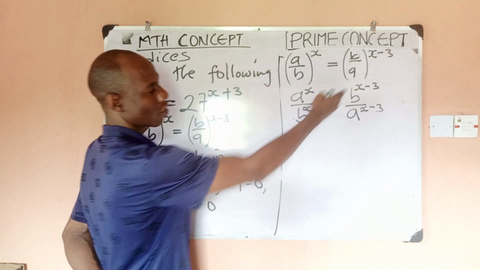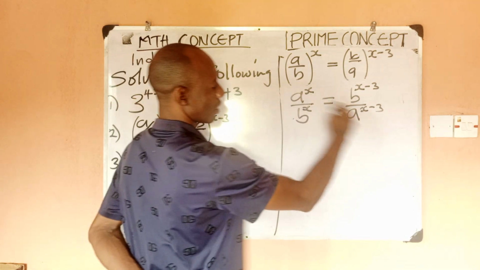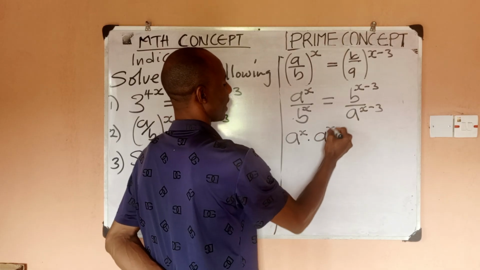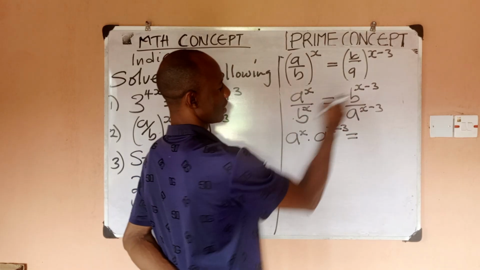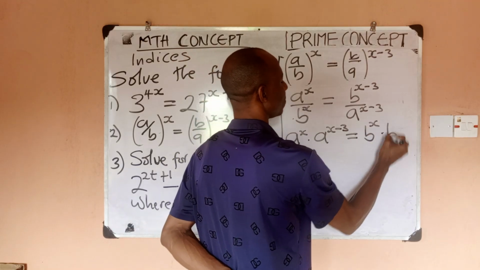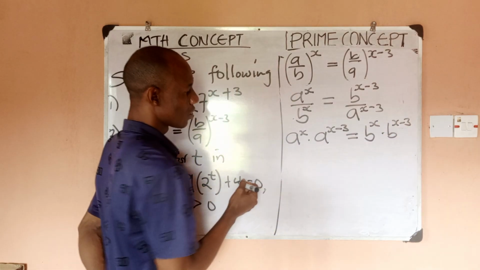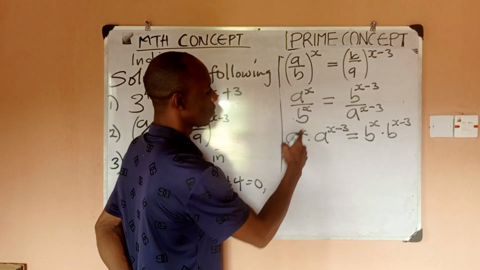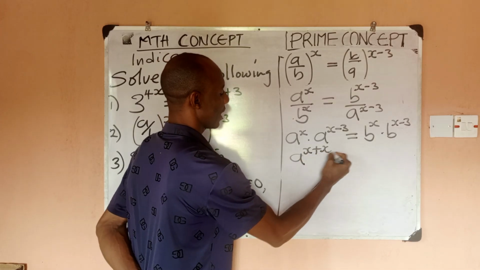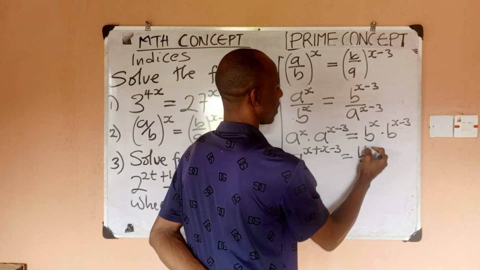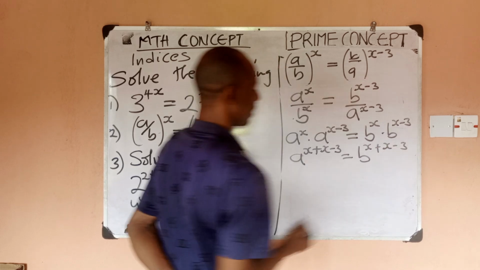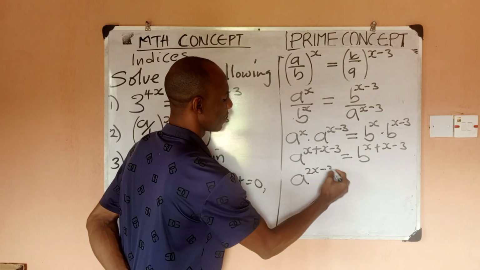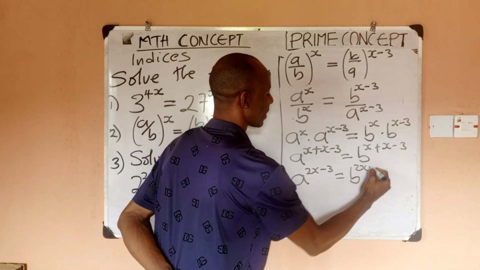So what's next? I can cross multiply. So I would have a to power x times a to power x minus 3, which is equal to what? This multiplying this, b to power x times b to power x minus 3. So what do I have now? Since I have common base, I can add their powers. So I'll have a to power x plus x minus 3 equal to b to power x plus x minus 3. So what do I have now? I have a to power 2x minus 3 equal to b to power 2x minus 3.